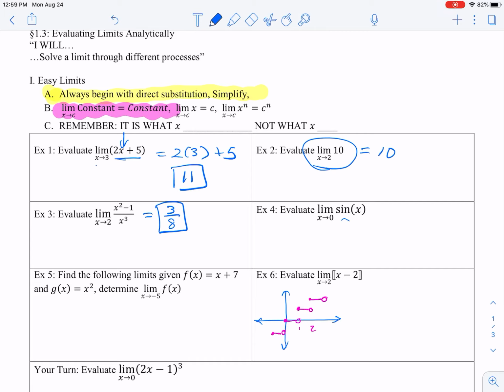Okay? Remember your trig functions. You've got to know them inside out and backwards. What's the sine at 0? Okay? Sine at 0 is equal to 0. And 0 is an acceptable answer. It's not the same as does not exist.